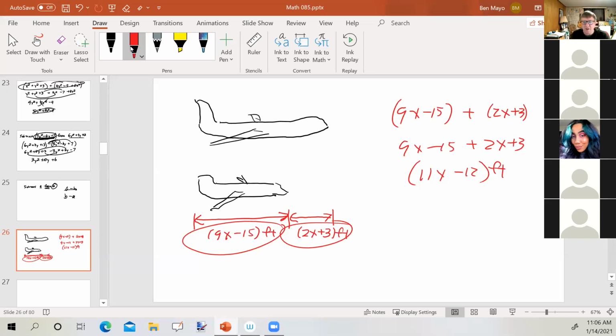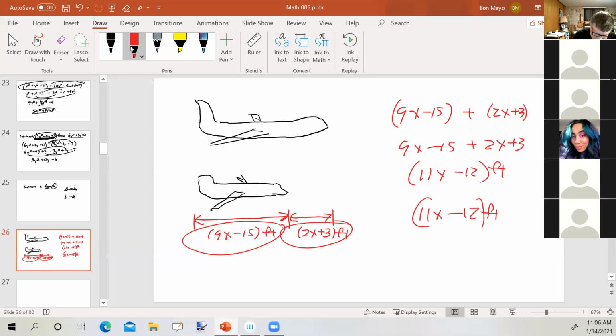Now, notice I put parentheses around the whole thing and then wrote the units. Because if you write this, that is saying you've got 11x minus 12 feet. And you want 11x minus 12, that quantity, feet. So be careful with your labeling, okay?